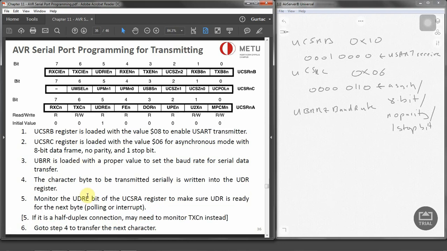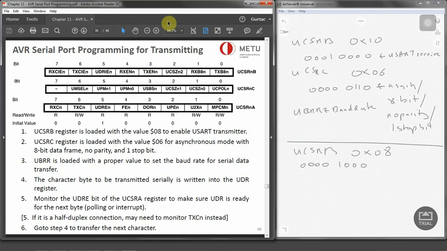And for transmitting, so for transmission, the UCSRB register is loaded with 08 to enable the transmitter. So UCSRB is loaded with 08, and the transmit enable is just enabled over there.